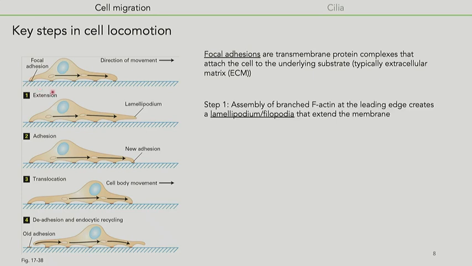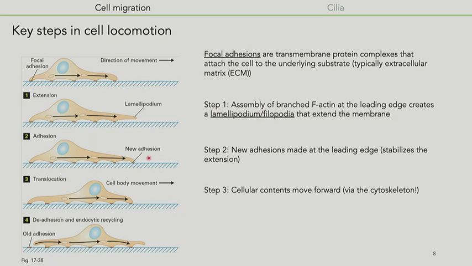So the first step of cell migration, this crawling migration at least, is assembly of branched actin networks at the front, at the leading edge of the cell, to extend the membrane. And we'll talk about two of these structures, lamellipodia and filopodia. So once it's extended the membrane, it has to then adhere that extended membrane to the substrate and anchor it. And once it's been anchored, all of the cellular contents have to then be moved forward. And that's all mediated essentially by the cytoskeleton internally.